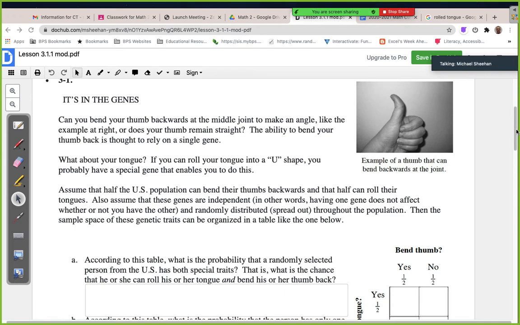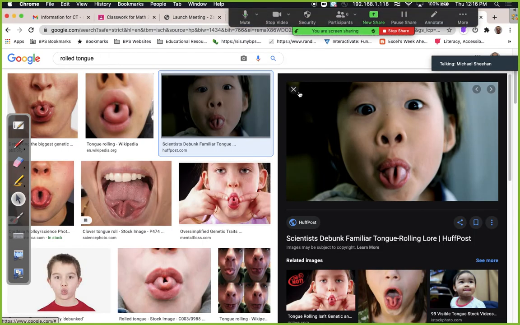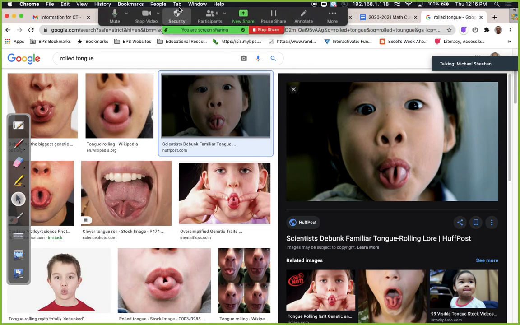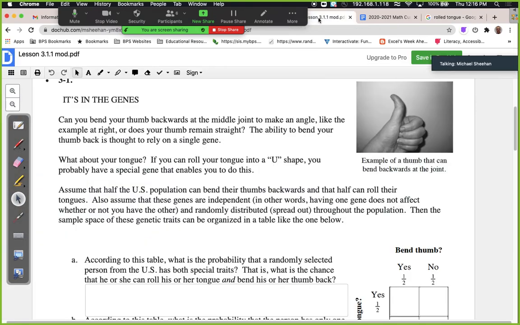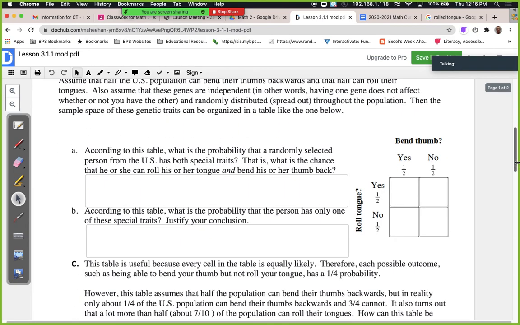We're doing okay? So just to make sure, we're assuming half the people can do this with their thumb and half the people can do that with their tongue. Okay? That's the assumption that we're making here. All right? So go ahead. Oh, I thought somebody was trying to speak.